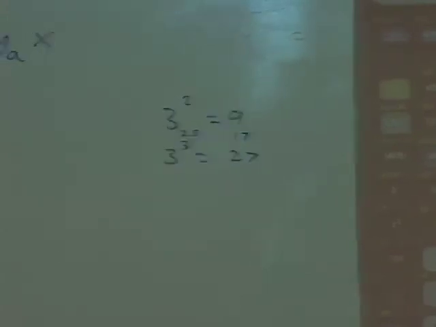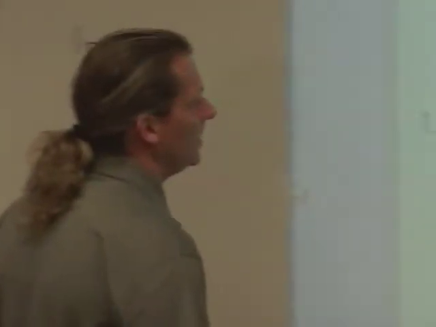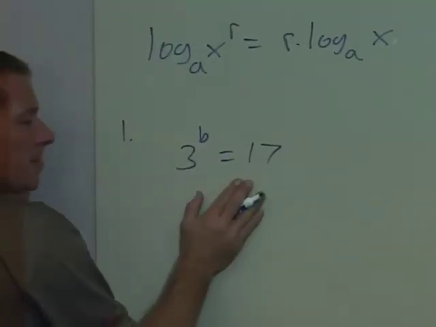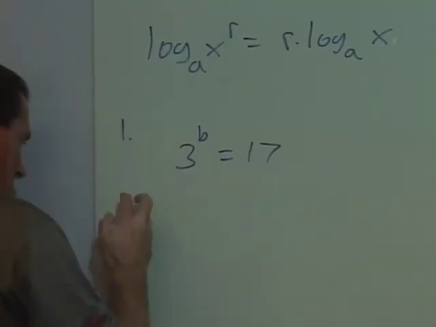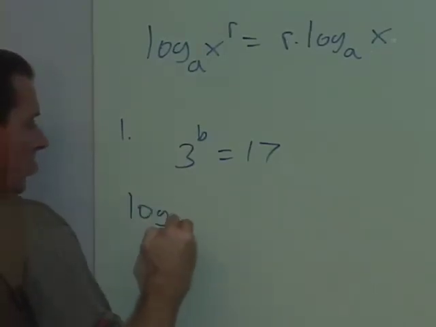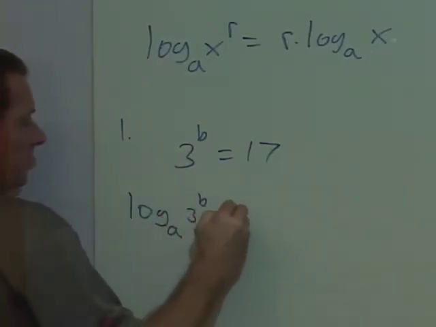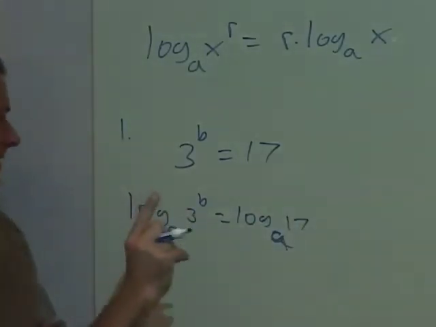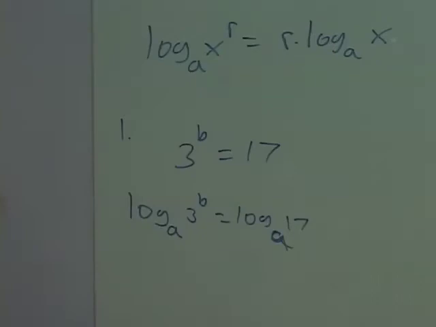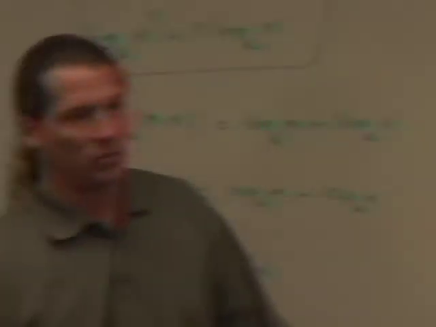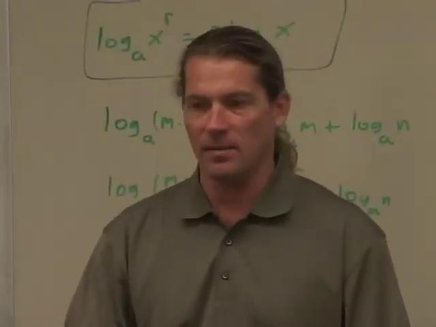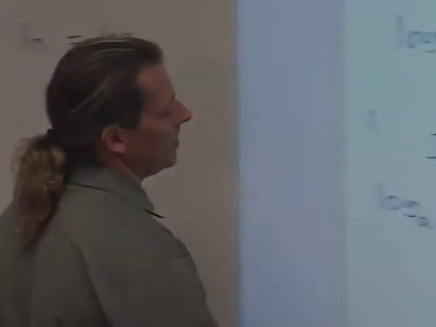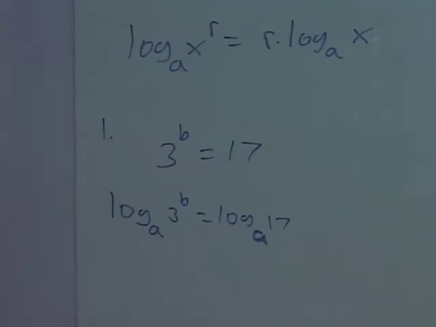Let's see how you might do this for real. What I want to do is take the log of both sides of this equation. So I'm going to write log base A of 3^b is equal to log base A of 17. I can take the log of both sides of the equation and maintain equality, right? If I have two things that are equal, then their logs of the same base should also be equal. And this may not seem to help me at first, except that there's a really good choice for A here.